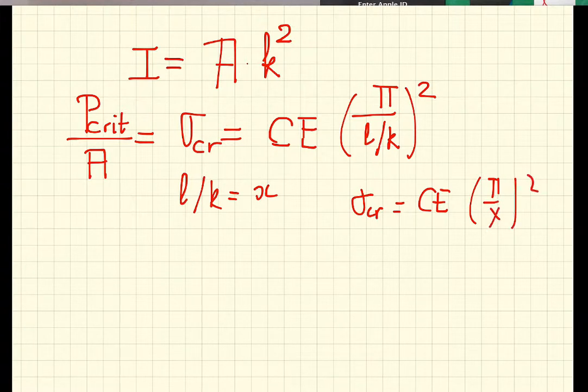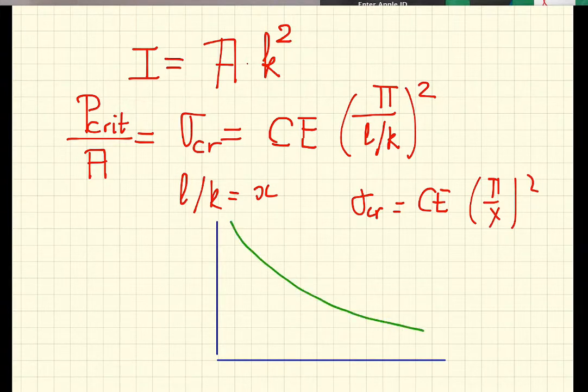So all of these are constant, and if I now plot it as a function of X, then the critical stress is going to obviously decrease as a function of X in a hyperbolic fashion. So as X increases, the critical stress decreases. And X is no more than L over K. This is the non-dimensional size or length of that column.